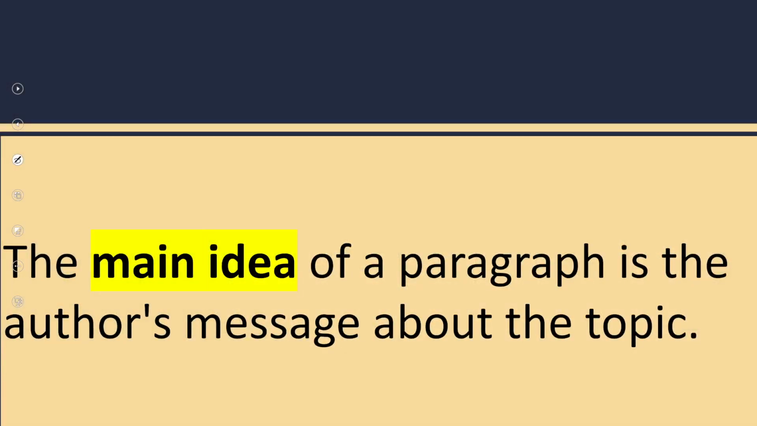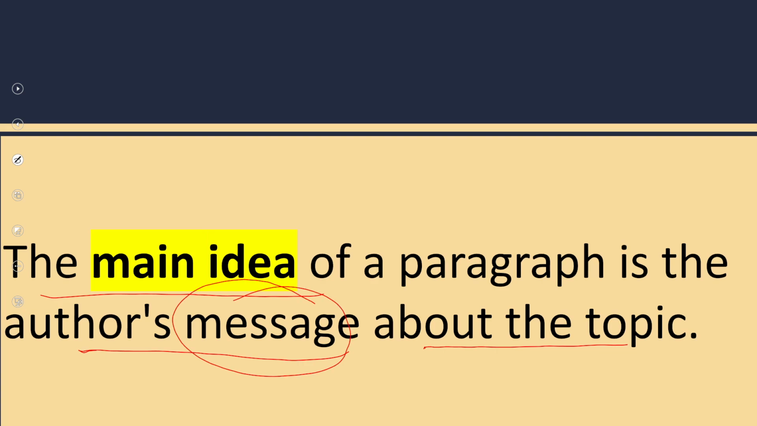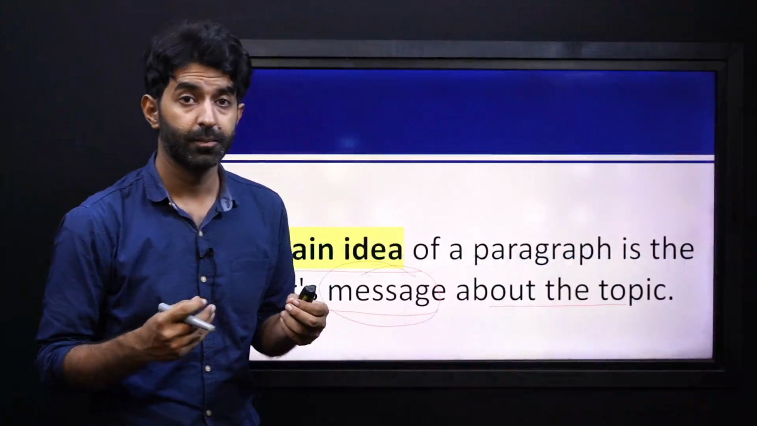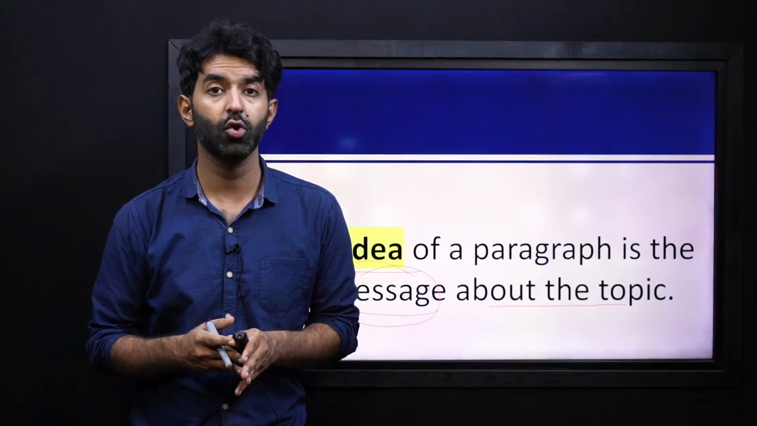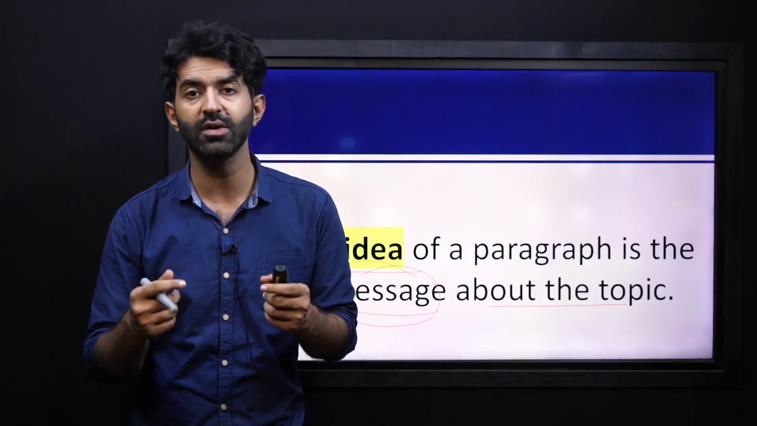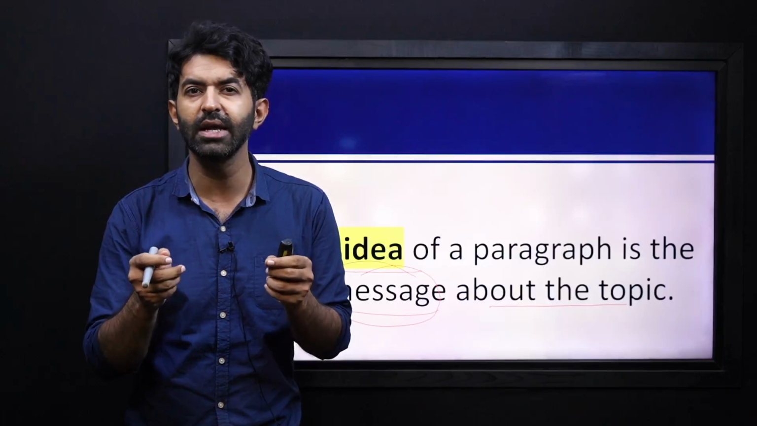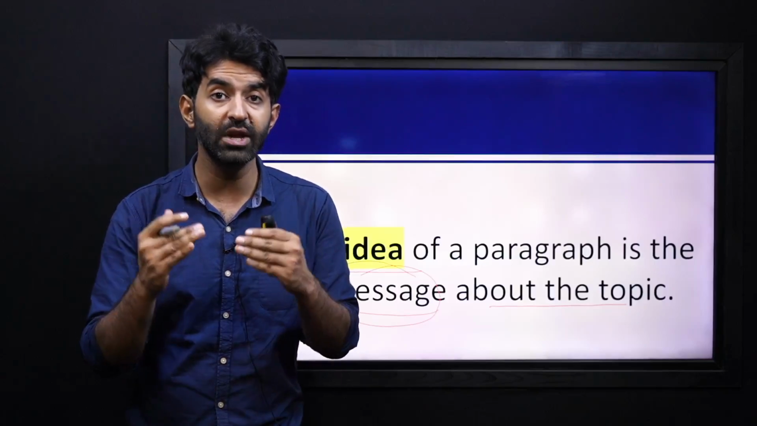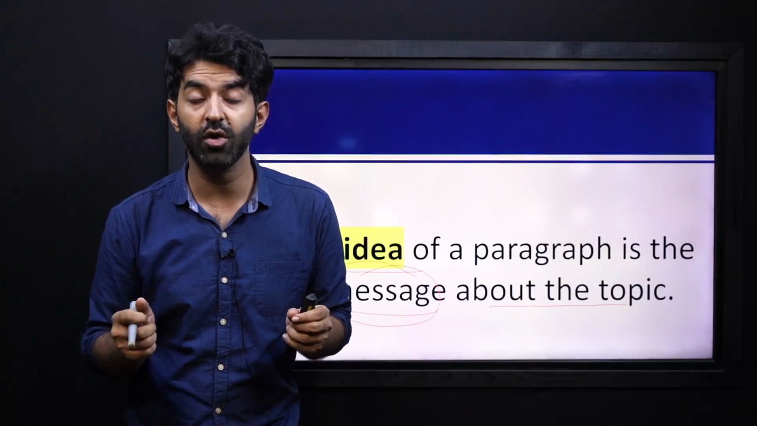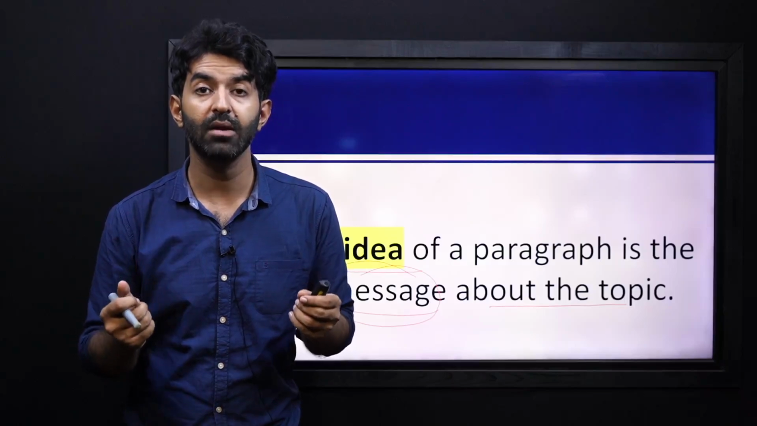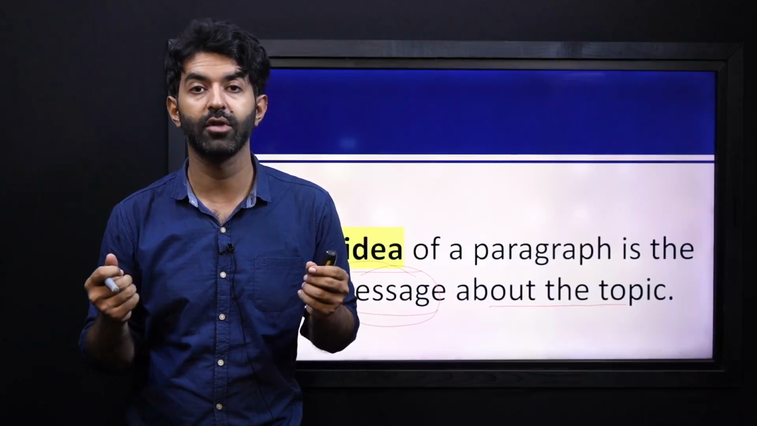Now, what is the main idea? The main idea of a paragraph is the author's message about the topic. So the main message or the main idea is sometimes clearly stated in the paragraph, and you can get to it very quickly, or sometimes it is implied and hidden in the paragraph. You have to read between the lines, you have to read clearly with a fresh pair of eyes in order to get to the main message of the writer or the author.